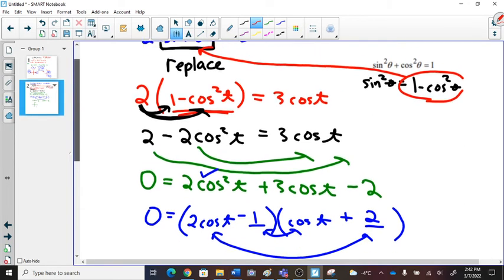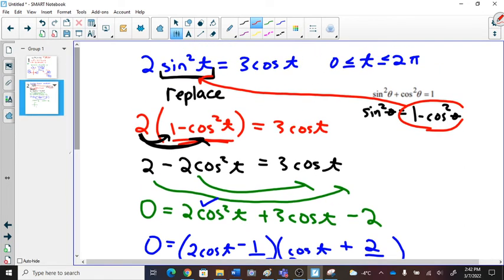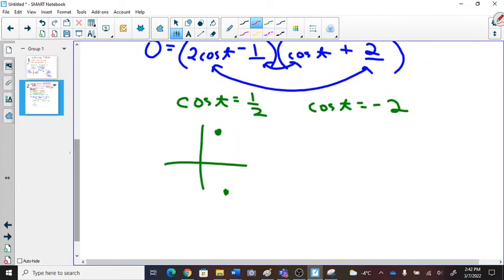But I think this time it's different, right? Because what do I want my answer to be in? Radians. So what are we at? Pi over 3, right? Is that the answer there? And then the other one is 5 pi over 3.